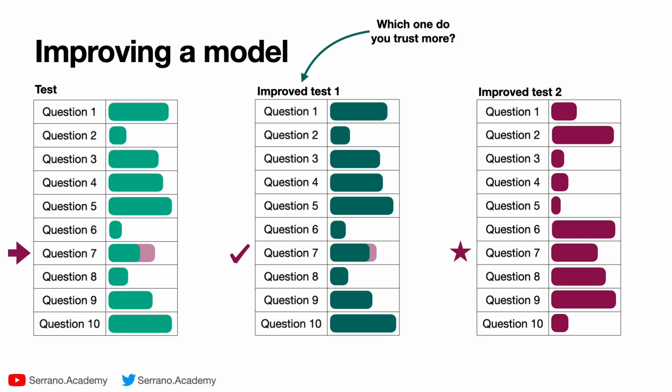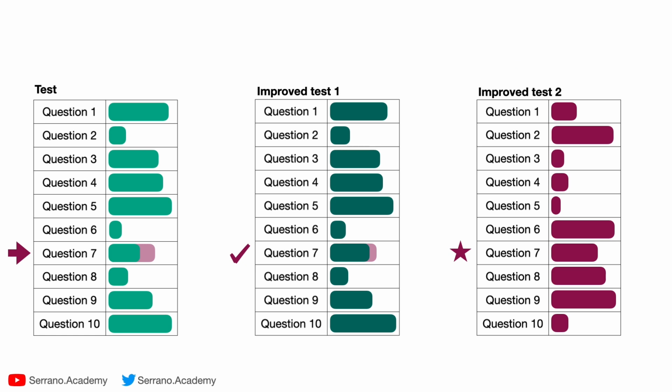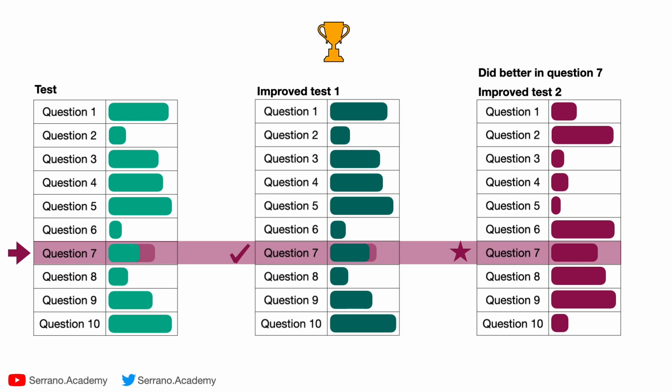Improved test number 1, which does better in question 7, still not great, but didn't change the responses very much, or improved test number 2, which does perfectly in question 7, but it really changed the answers. So I would actually go for improved test 1, because even though test 2 did much better in question 7, it's changed everything so much that it may not be trustable. If the responses were good already, there's no reason to change them drastically, so I'm gonna go for improved test 1. Now, how do we go for improved test 1?